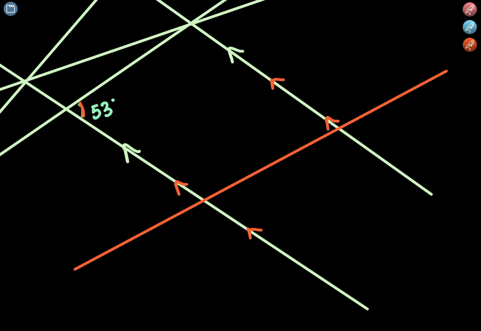Another pattern is called the F pattern. You can draw an F like so, and then this angle would be equal to this angle. Last but not least, we have the C pattern. You can draw a C this way or the other way as well, but let's draw it this way. Basically this angle will be supplementary to this angle. And just to review, supplementary means that this angle plus this angle equals 180 degrees.